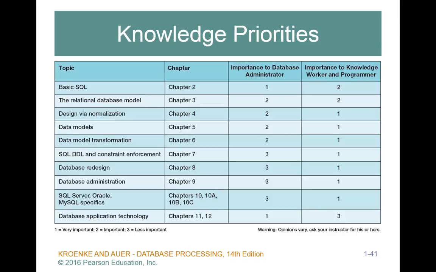This gives you a breakdown of knowledge priorities. Again, we'll go up to chapter 7 in terms of what's important to you, what will be important to a database administrator if this is something that you want to go on and do in a corporate environment. It gives you a scale in regards to the importance of what you would need to know as a database administrator and also as a programmer.